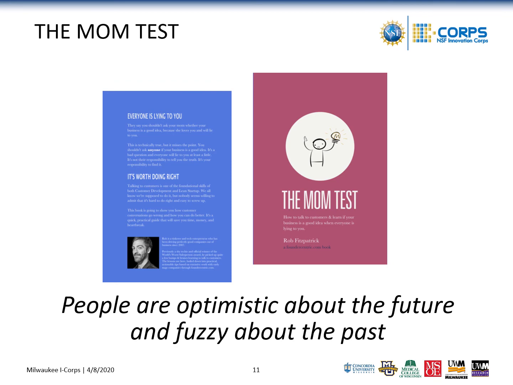The basic idea of the mom test is that people are optimistic about the future and fuzzy about the past. So if you ask someone about a future question, they're likely to say they like the idea, and if you ask them about problems in the past, they don't remember them very well. And so the mom test and the way we frame questions is about giving us good discipline to ask good questions.